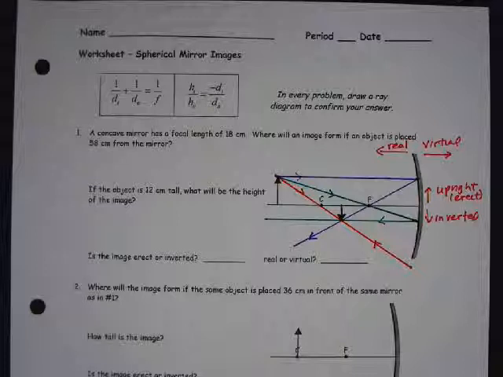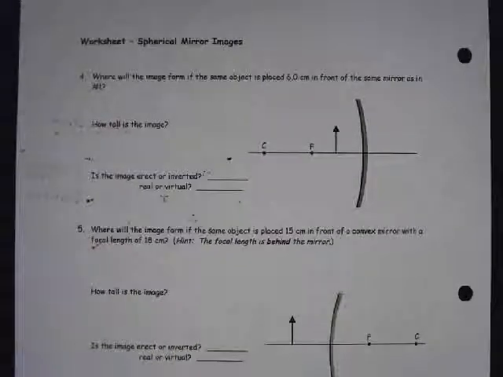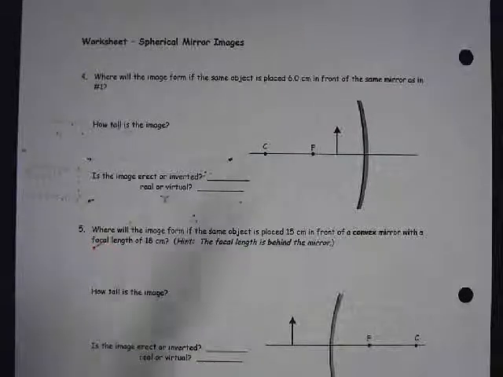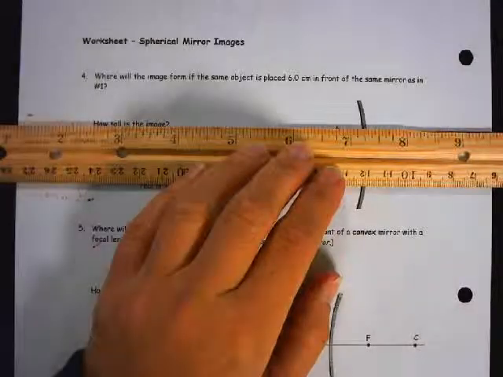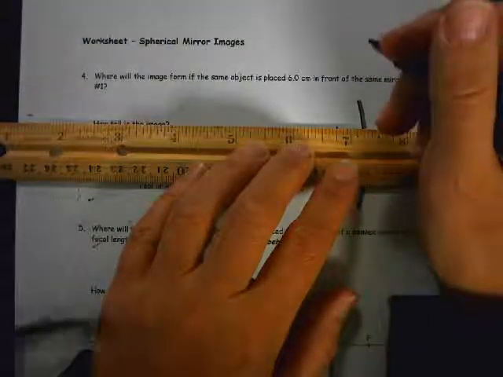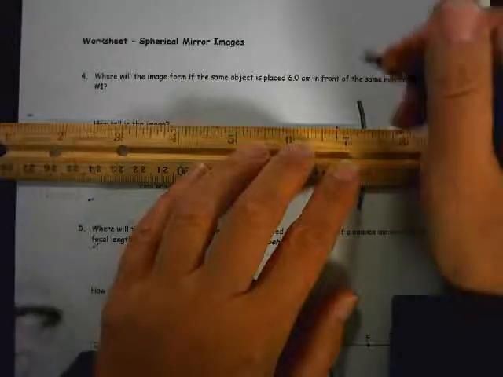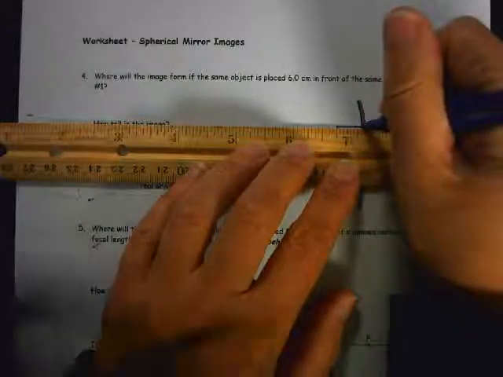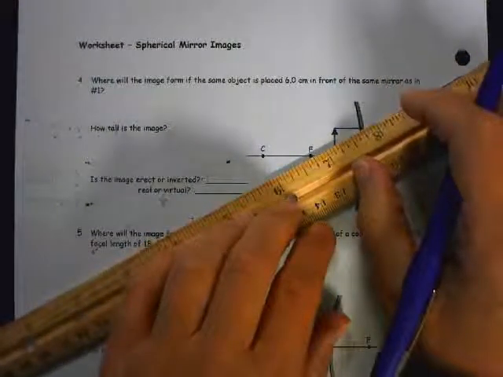We can either work 4 or 5. All right, we'll do 4. 4 is actually a virtual one. So here's number 4. All right. Now, we're going to do the same thing that we did before. Okay, so ray number 1, I go parallel, and then I go through F. So, first, here I'm going parallel. Now I want to go through F, so now I'm going to go through F.